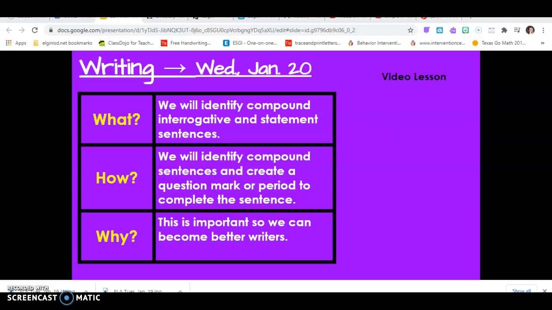Welcome back, first grade. Today we will identify compound interrogative sentences and compound statement sentences. We will identify compound sentences and create a question mark or a period to complete the sentence. This is important so that we can become better writers.